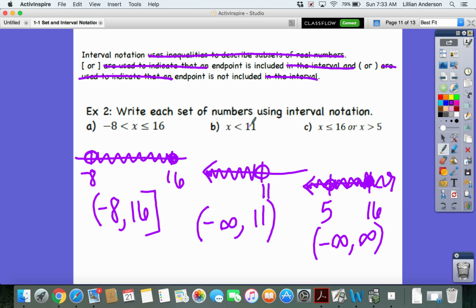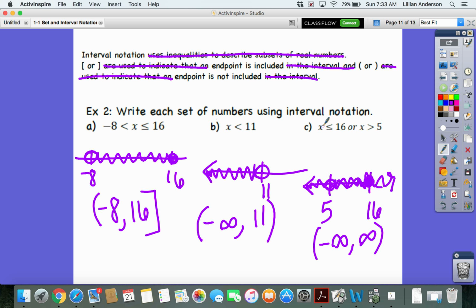For B, it's x is less than 11. So at 11, we'll have an open circle, and it's everything shaded to the left of 11. Because everything to the left of 11 includes 0 and your negative numbers, it will go all the way down to negative infinity. So it'll be from negative infinity to 11, and because 11 is not included, it's going to be a parenthesis. Negative infinity is not defined. There's no way we can have a number that represents negative infinity, so it's always a parenthesis. No matter what, around negative infinity or positive infinity, it's always a parenthesis.